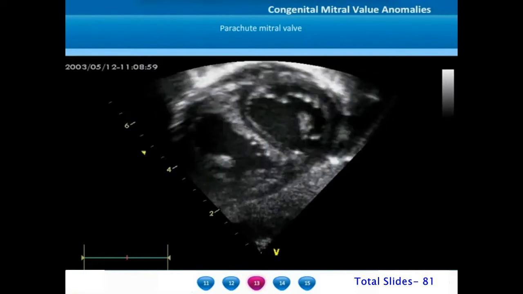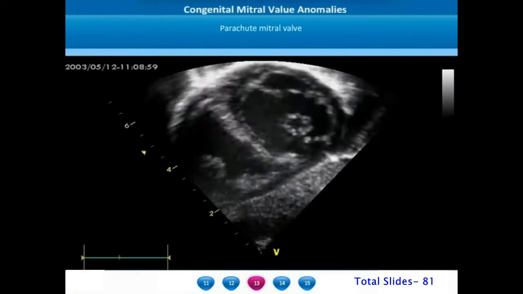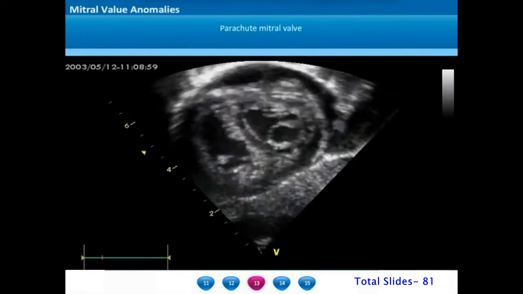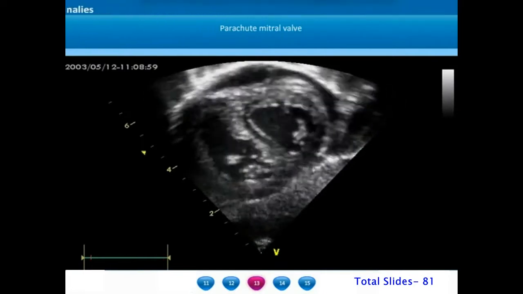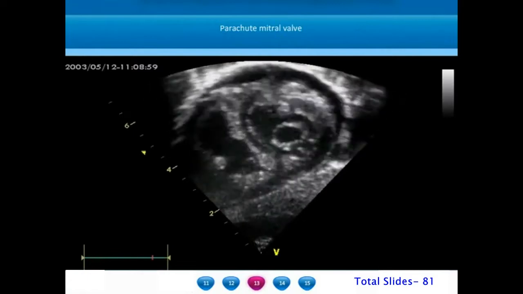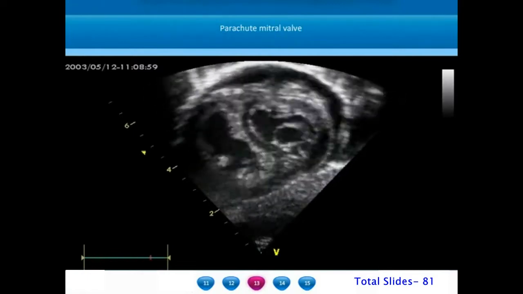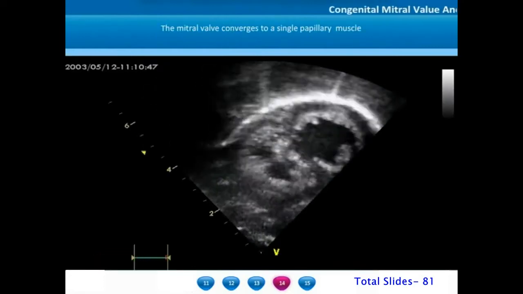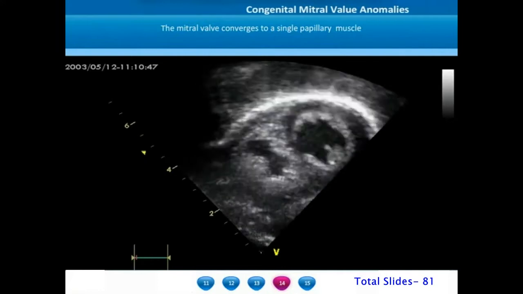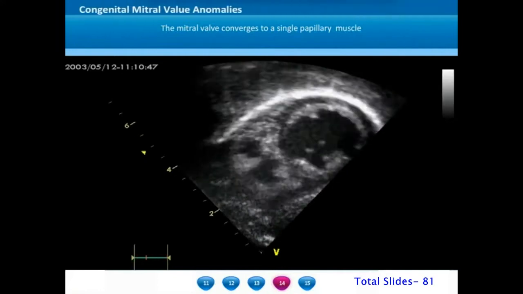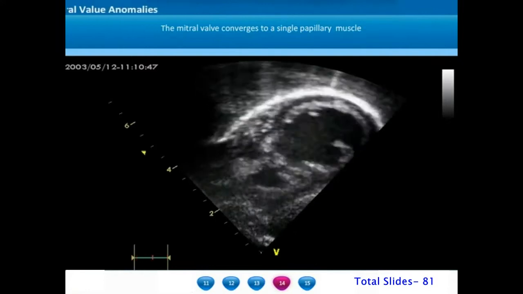When we see the short axis of the ventricle and assess the valve opening in the parachute mitral valve, the valve will have an eccentric opening since all the chordal apparatus will be converging towards a papillary muscle which has got an eccentric attachment. Lower down, we can appreciate that there is only one single papillary muscle in 5 o'clock position in the cavity of the left ventricle.